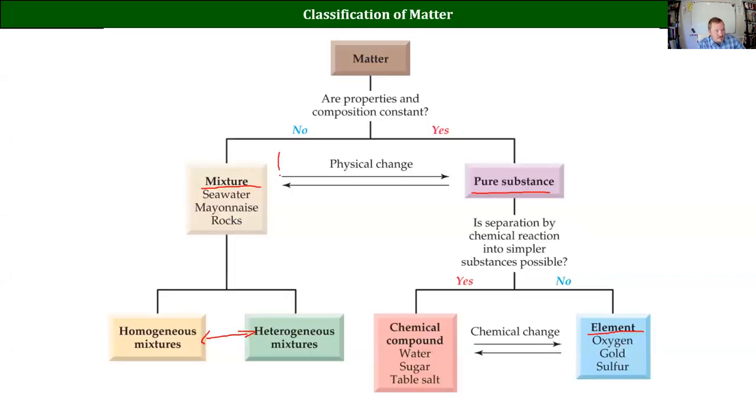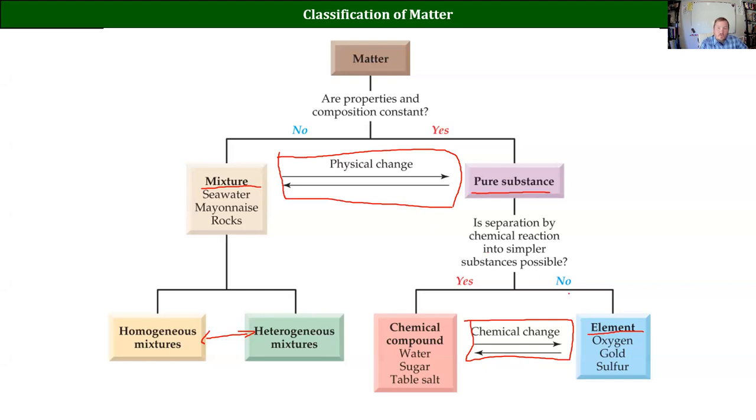The other thing on this chart that I want to look at is this physical versus a chemical change. Physical changes are anytime where you're not changing the identity of a compound, you're just changing the state. For instance, separating the salt from seawater, it's still salt. It was just either dissolved in water or it's not dissolved in water. That would be an example of a physical change. You take salt water and you turn it into pure water and pure salt. That's a physical change.